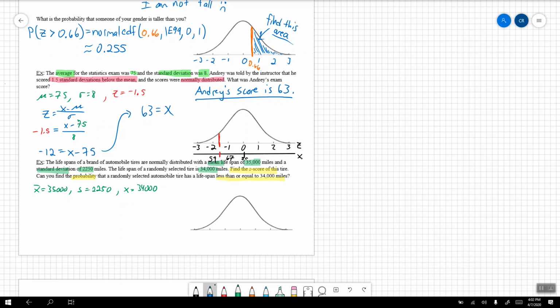All right, and I want to find the z-score. So all I'm going to do is make my substitutions. So finding the z-score, I'm going to have 34,000 minus the 35,000, all divided by the standard deviation. So 34,000 minus 35,000, that should be a nice negative 1,000 divided by 2250. So 1,000 divided by 2,250, that should get us 4/9, in other words, 0.44.